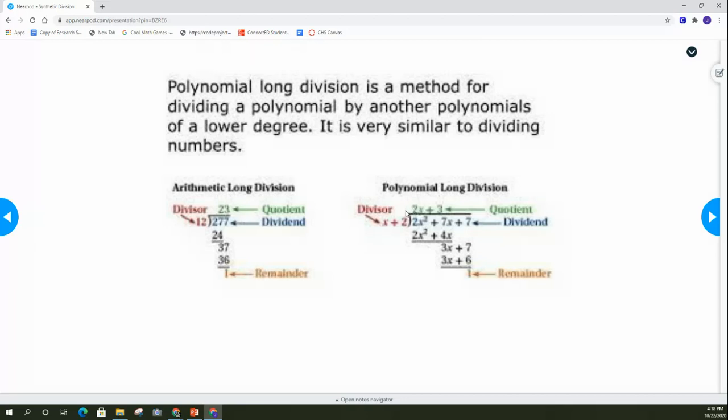Now you multiply 2x times x plus 2, and you get this line, 2x squared plus 4x. We subtract that. The 2x squareds cancel out. 7x minus 4x is 3x. Bring down the 7, and then repeat. How many times does x go into 3x? 3 times. Multiply 3 times x plus 2. You get 3x plus 6. Subtract, and you get 1. So this has a remainder of 1.